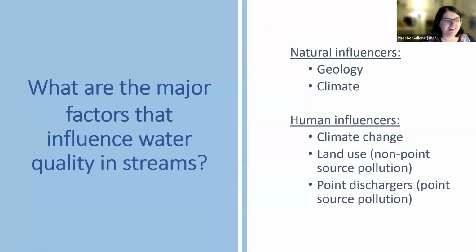Alrighty, so this is by no means a comprehensive list, but some of the major factors that we want y'all to keep in mind when looking at your data are some natural influencers like geology and climate, as well as some human influencers like climate change, land use, or non-point source pollution, or point dischargers or point source pollution. So we're going to go through each of these categories in more detail, but this is an outline for what's in store.